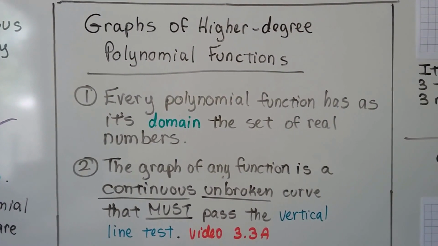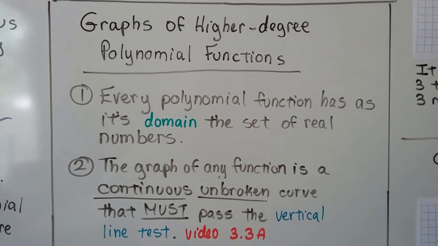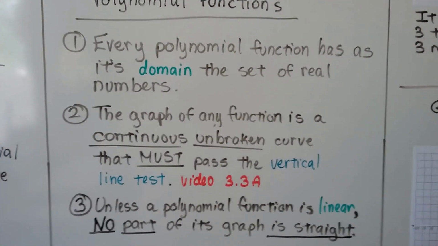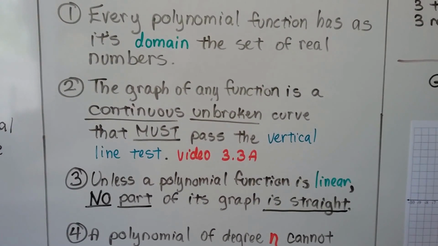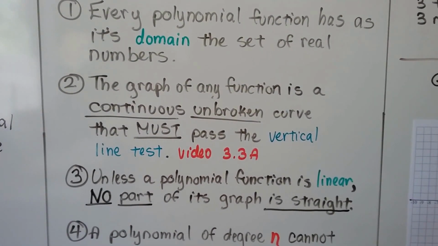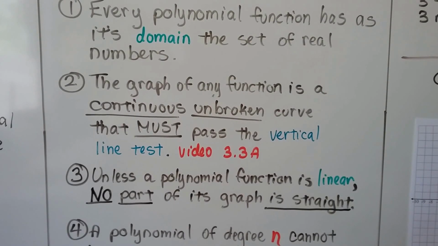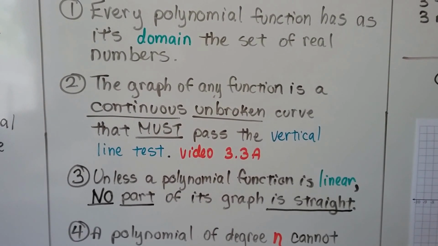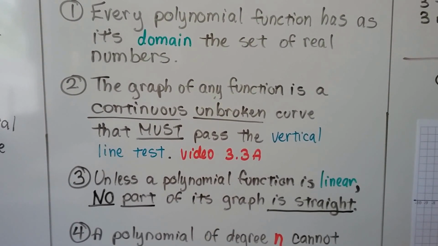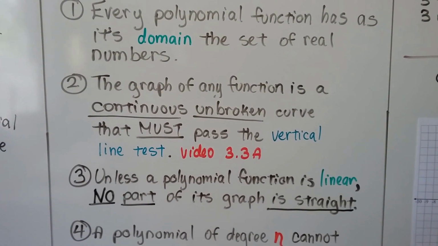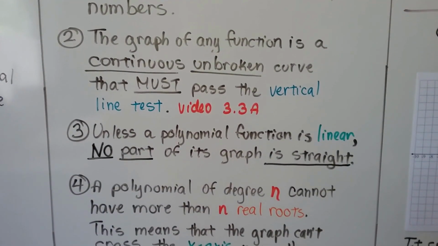Every polynomial function has as its domain the set of real numbers. And the graph of any function is a continuous, unbroken curve that must pass the vertical line test. We learned about that in the beginning of Algebra 2 back in Chapter 3. It's video 3.3a. It's linked in this description.